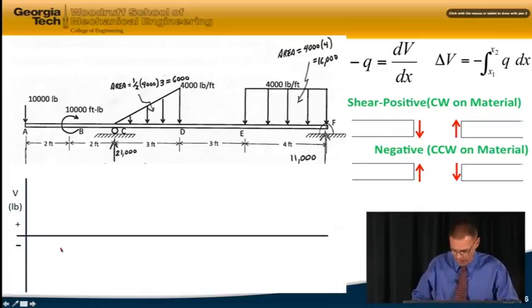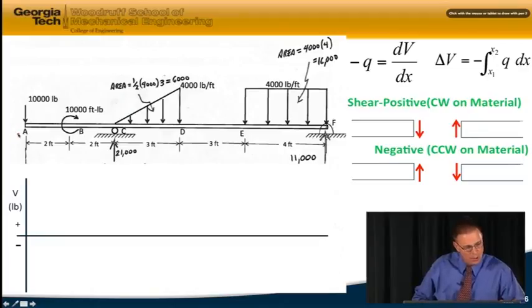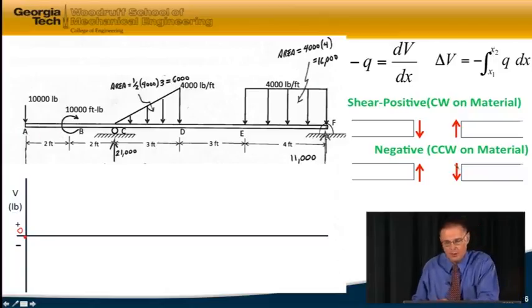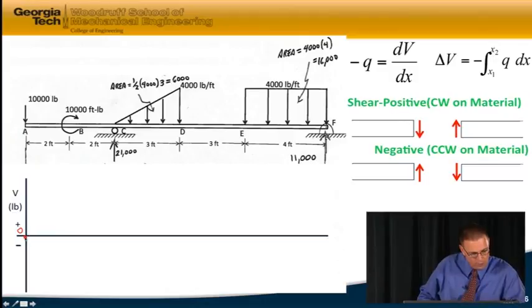And so for the shear diagram, as we come along and we're looking at the material to the right, we have 0 up until we get to the end of the beam. So we start off at 0. And at the end of the beam, we see that we have this 10,000 pound shear force. And it's acting counterclockwise on the right side of my material, just like this situation over here. So that's going to be negative. And so the shear force immediately drops down to minus 10,000.